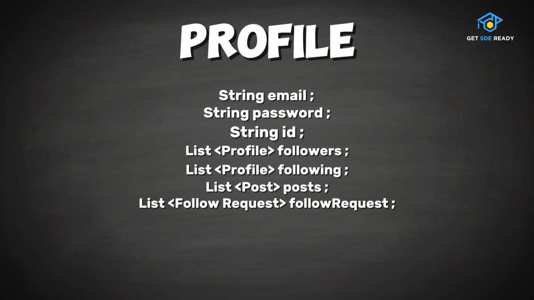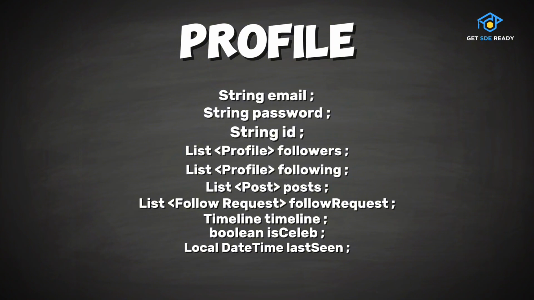Next, it is going to have a timeline, right? Timeline is something which is dynamic, so let's have timeline as a separate entity again. We'll handle everything in timeline. Okay. Profile is a celebrity or not. This is also right, the blue tick part. Let's have a boolean. Generally, what we see is last seen is also somewhere stored in profile, right? Let's have last seen also, local date type.